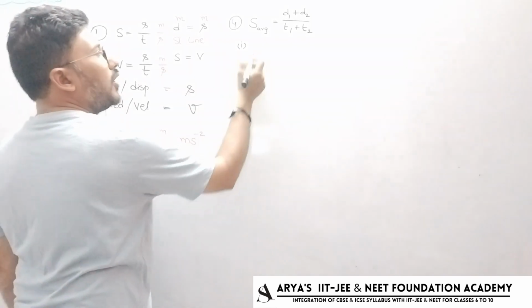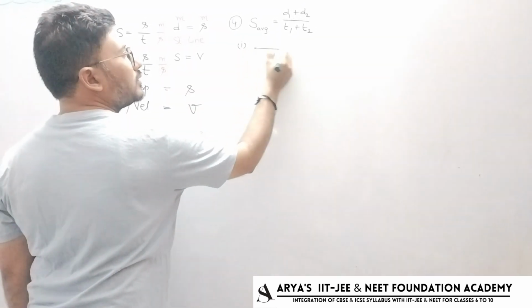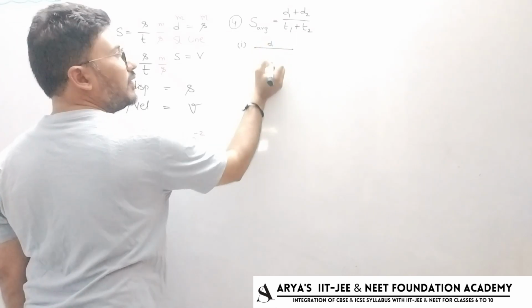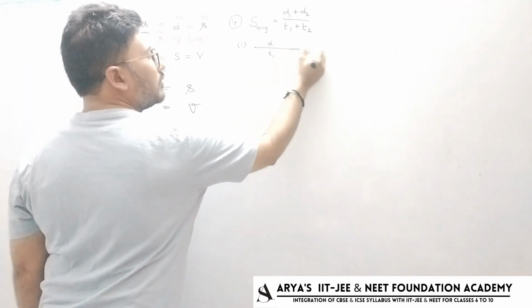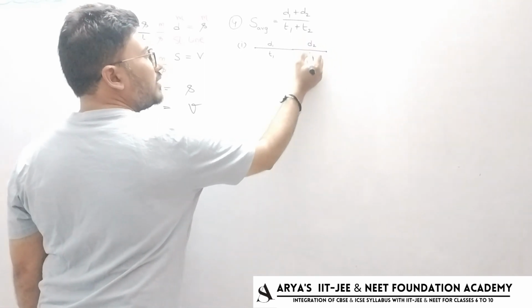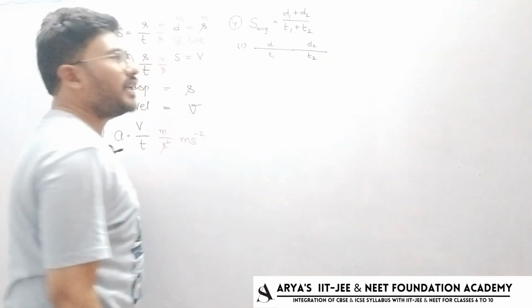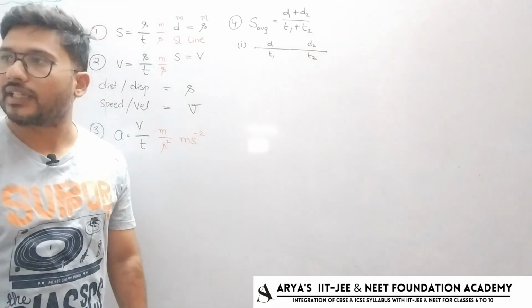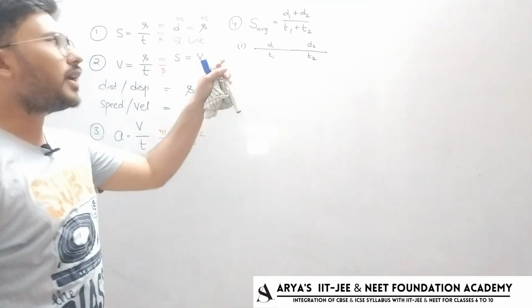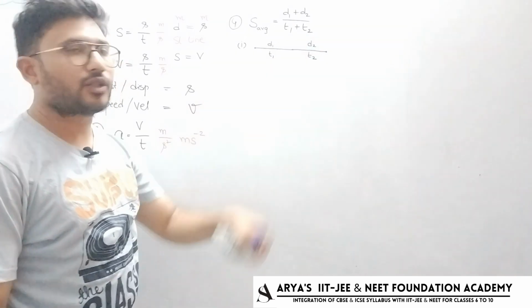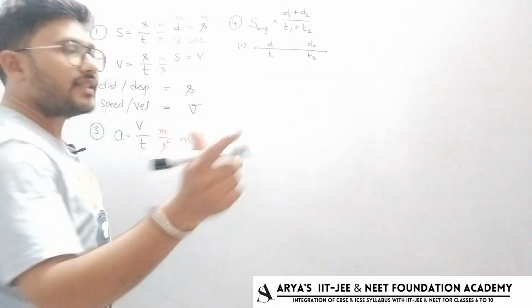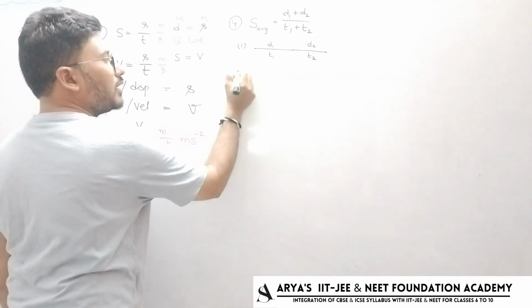Consider body is traveling some D1 distance in T1 time, D2 distance in T2 time, then calculate average velocity, like that he will ask. You can write d1 plus d2 by t1 plus t2. This is correct.